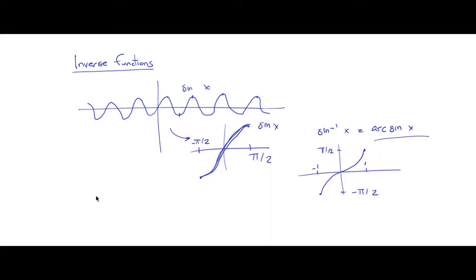You could do the same thing with the cosine. Here, the cosine goes like this, and then like this. Typically, for the inverse, we choose the interval from 0 to pi. And so again, we have a function that's defined between minus 1 and 1, because this is the range of the cosine in that interval.